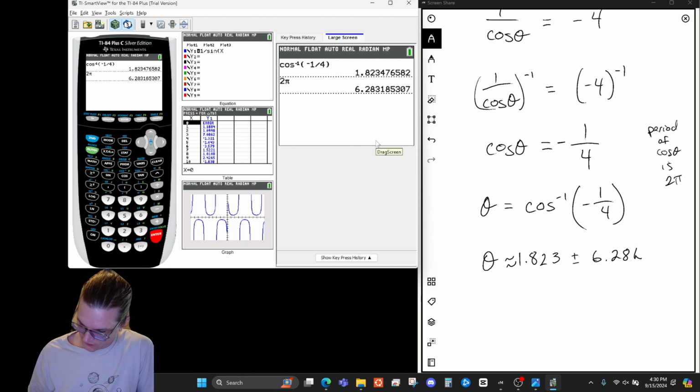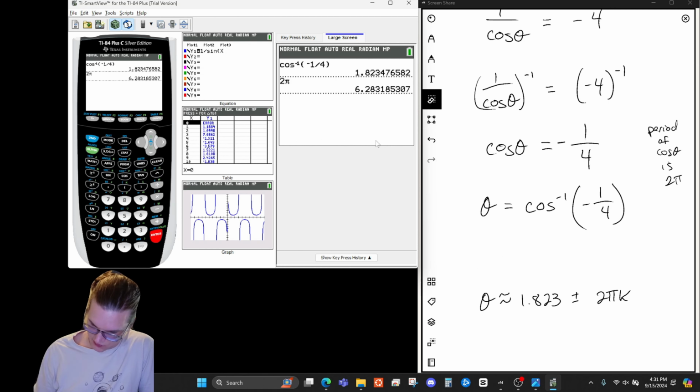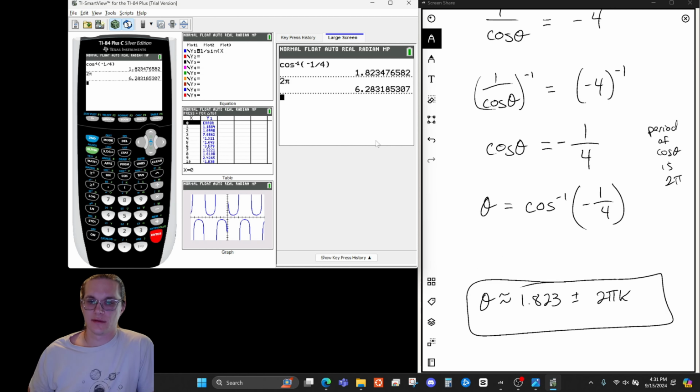2 pi k. But to be more exact, I think it's better to say 2 pi k. So we'll go with that. This is more true than what I had written. I just wanted to keep it in decimals, but really this is more correct.